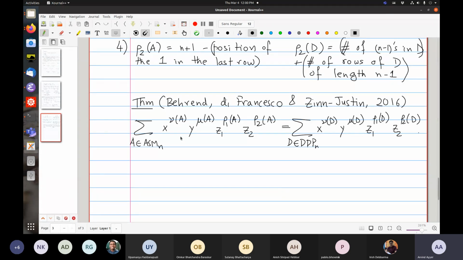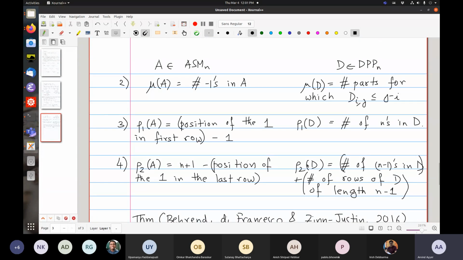The point is simply that all these four statistics are jointly equal. This is a highly non-trivial fact. None of these things seem to be related in any simple way. So, for example, what this says is that the statistic rho 1 is equidistributed in A as rho 1 in D.